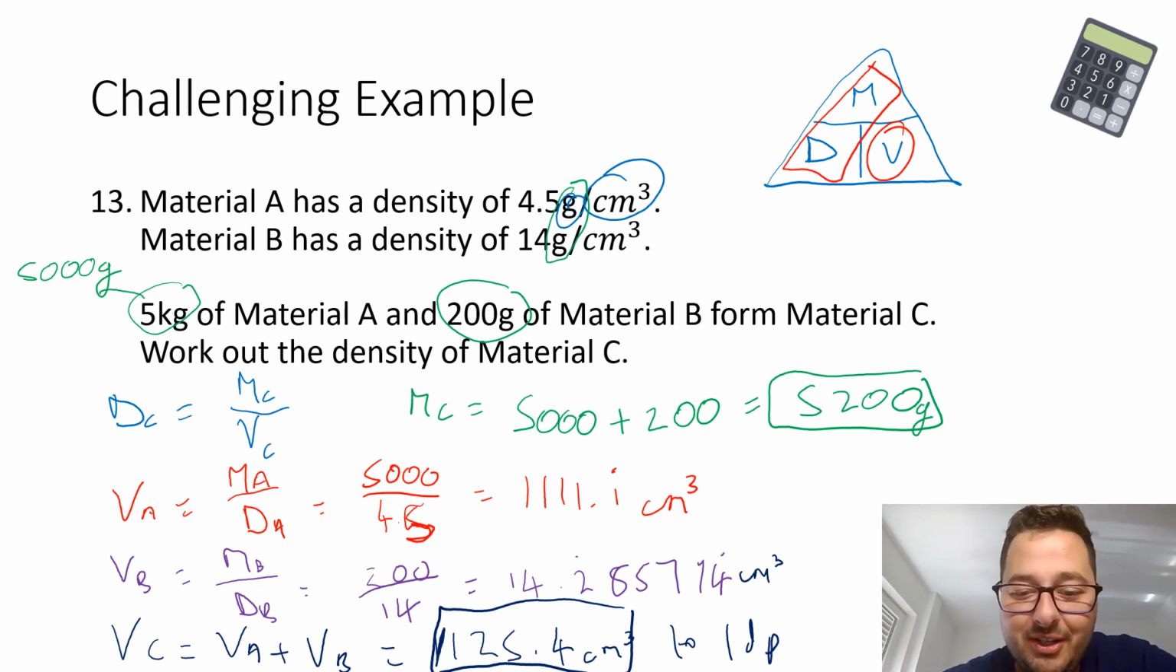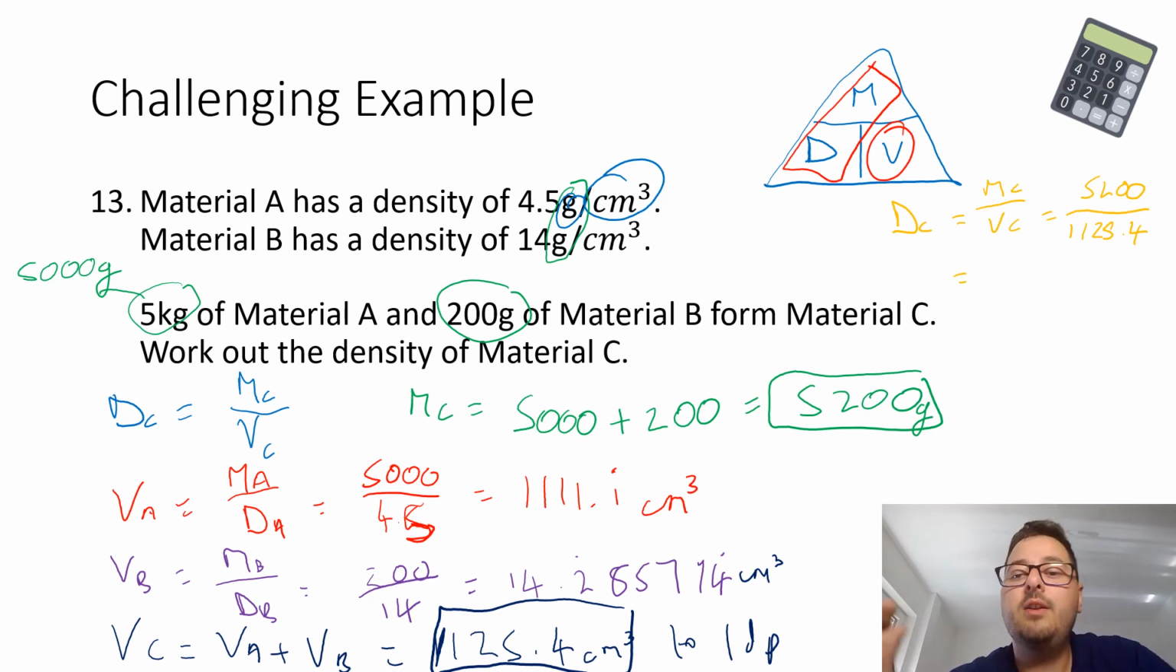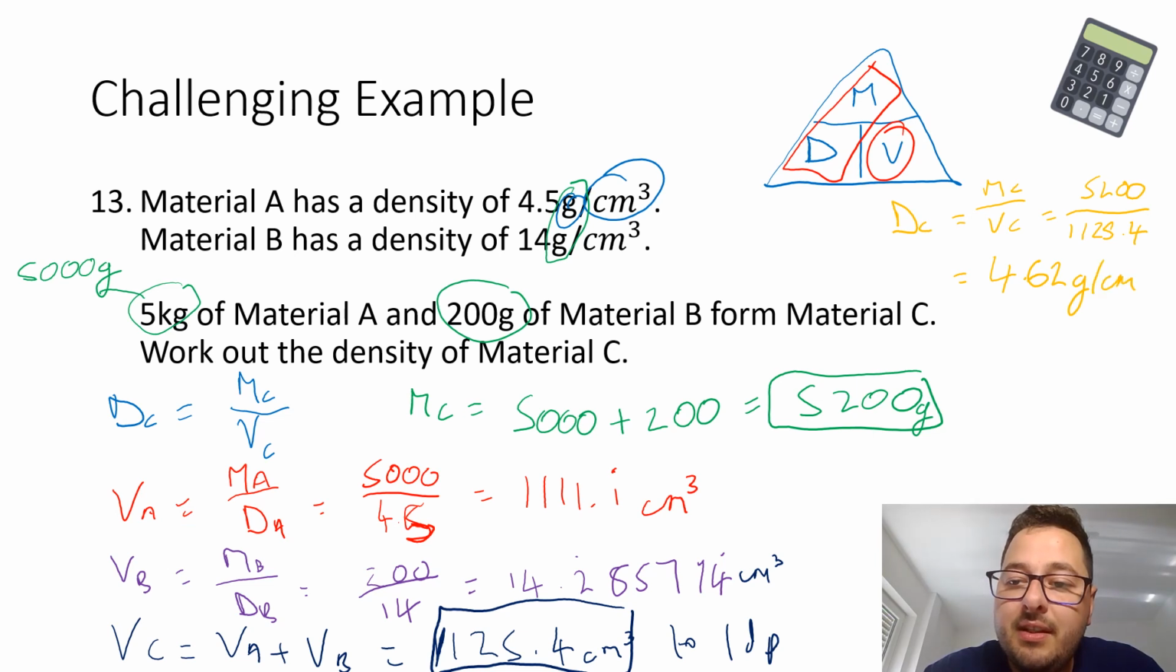So finally, we can do the density. So the density of C is just going to be mass over volume. So let's write that, mass of C over volume of C. The mass is 5,200 and the volume is 1125.4. Great, stick that in my calculator. So 5,200 over 1125.4, and we end up with 4.62 grams per centimetre cubed, and that's to 2 decimal places.